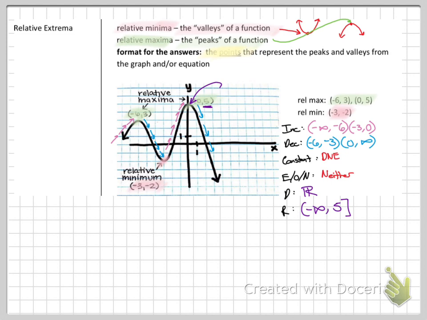So you can expect to have to answer all of these little things, all these little answer blanks on the test. So make sure you understand the differences.